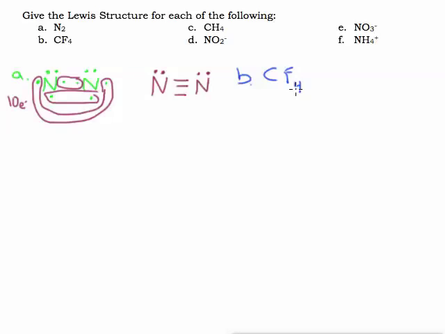Whenever there are 2 different types of atoms, you have to decide who's in the center. If there's one atom that there's only one of, like in this case carbon, there's 1 carbon and 4 fluorines, that carbon is going to be the central atom. In our example D, where we have 1 nitrogen and 2 oxygens, the nitrogen is going to be your central atom. So that's a good rule of thumb.